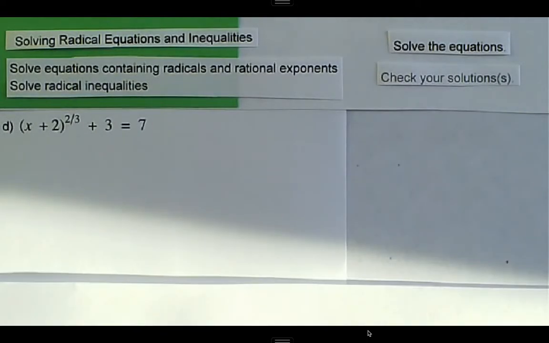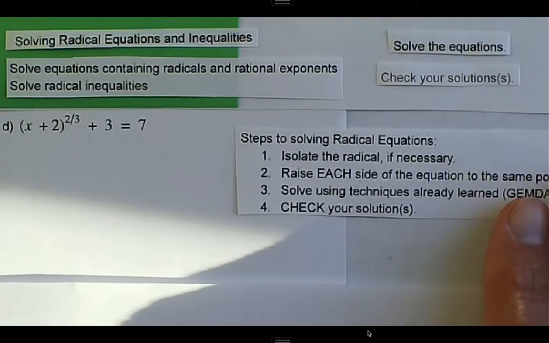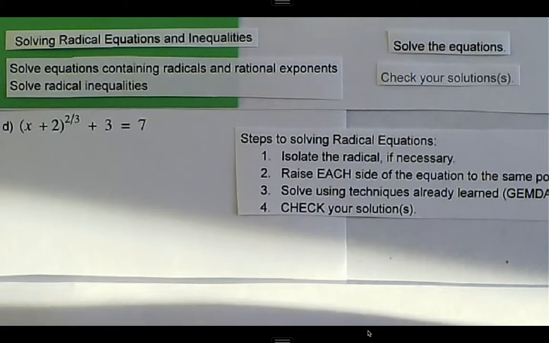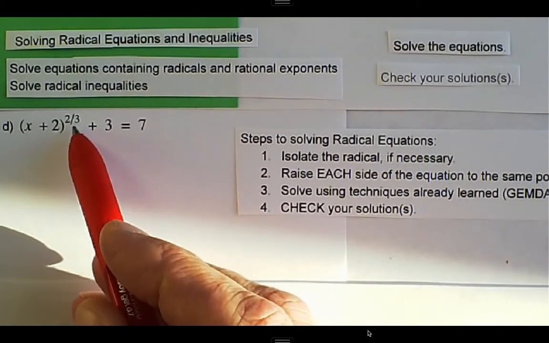We're talking about solving radical equations and radical inequalities. And right now we're solving radical equations. There's some steps that we can follow in order to get this done. The first thing is we need to isolate the variable. So for this example, the first thing that we have to do is get the cube root radical by itself.